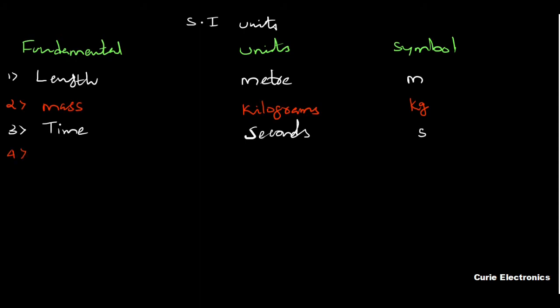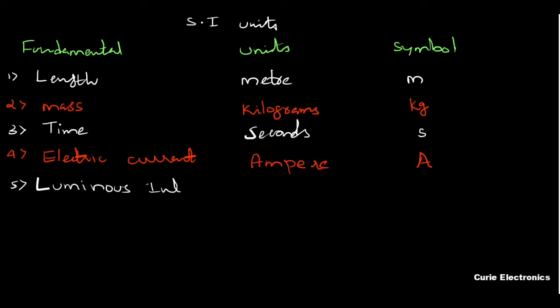The fourth one is electric current. The unit is ampere. Ampere is the unit and it is represented by capital A. That is the symbol. And the fifth one is luminous intensity. The unit is candela, and it is represented by small letters cd.